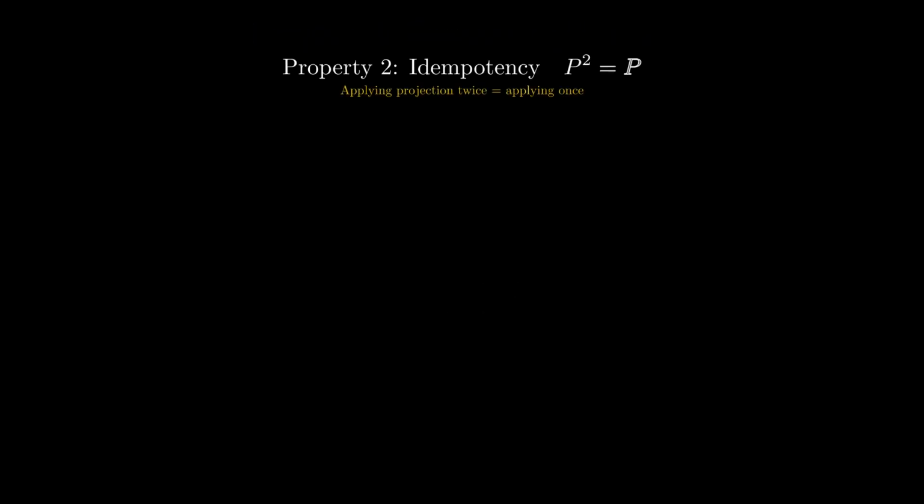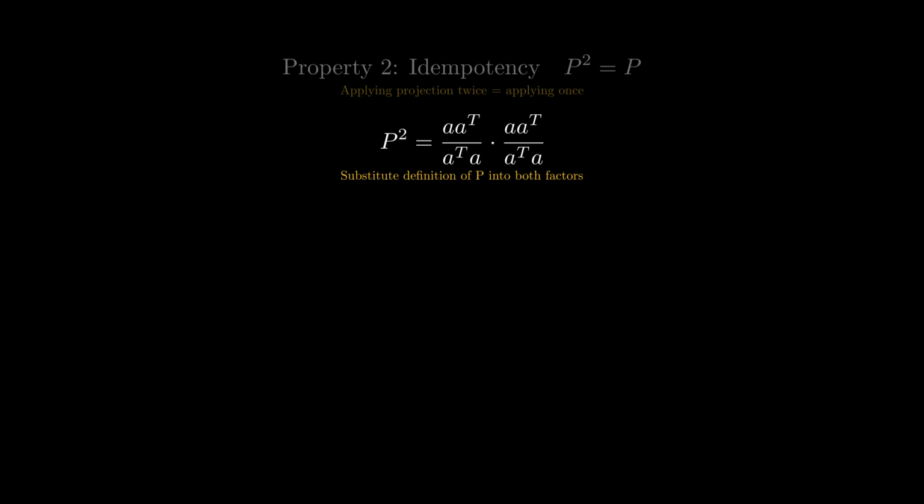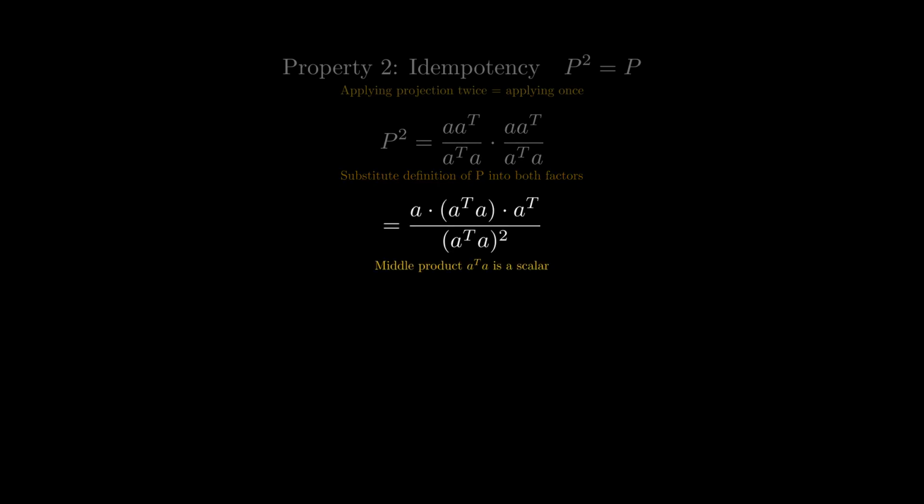Second property, idempotency. A matrix is idempotent when applying it twice gives the same result as applying it once. Let's compute P squared. P times P equals A A transpose over A transpose A, multiplied by A A transpose over A transpose A. In the numerator, we get A, then the middle product A transpose times A, that's just a scalar, and then A transpose. So the numerator becomes A transpose A times A A transpose. The denominator is A transpose A, quantity squared.